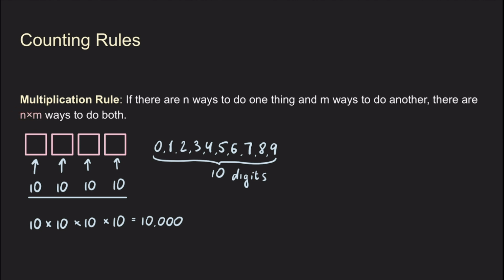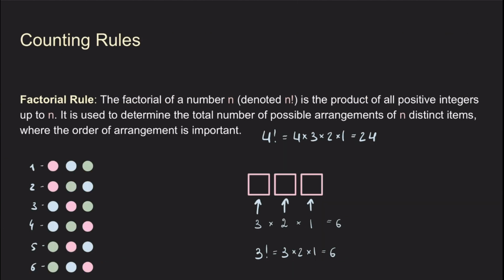For example, we have a 4-digit PIN code on our phone. Each digit can be either 0, 1, 2, 3, 4, 5, 6, 7, 8, or 9. How many different PIN codes can we create? Since each digit has 10 different possibilities, and we have 4 places for the whole PIN code, we have 10 times 10 times 10 times 10, or 10 to the 4th power, which is equal to 10,000. So there are 10,000 different PIN codes we can create.